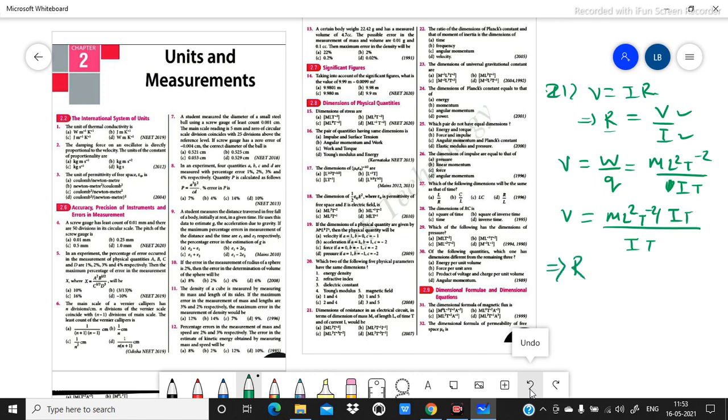The resistance is having a dimension of M L2 T to the power minus 3, divided by I, not IT, divided by I. So T to the power minus 3 and I to the power minus 2. So the correct answer will be C, 21C.